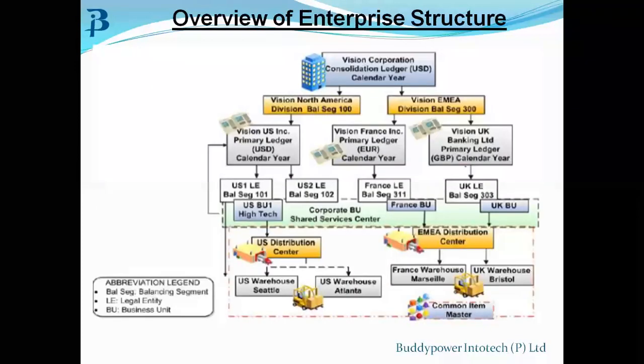Okay. So, moving ahead, we'll have a look at the overview of the enterprise structure. The business enterprise structure may differ on the basis of industry, geography, or statutory requirements. The main driver of an enterprise structure would be any legal requirements and reporting. It has to adhere to them. Planning an enterprise structure is highly critical. Here is an example of an enterprise structure named Vision Corporation, which operates in multiple countries, such as the United States, France, and UK.